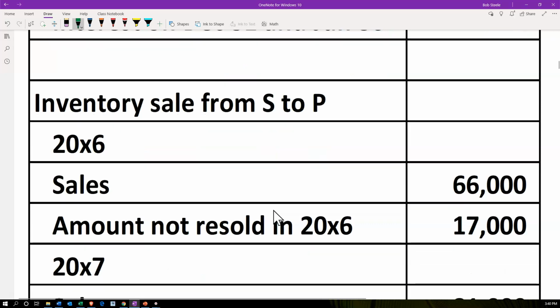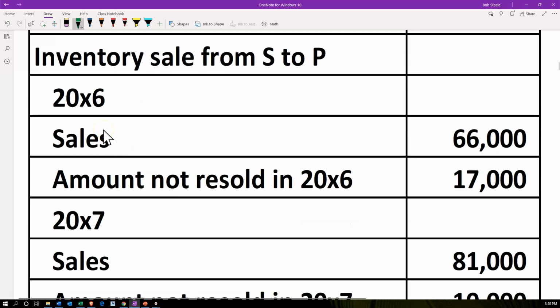Next, we have the inventory sale from S to P. This is going to be the subsidiary to the parent, so an upstream sale. Now, in 20X6, which is the prior year, we have the sales of 66,000, and then the amount that's not resold, which is in the ending inventory as of the prior year, or the beginning inventory in the current year, and the amount that we would expect to be sold in the current year is going to be that 17,000.